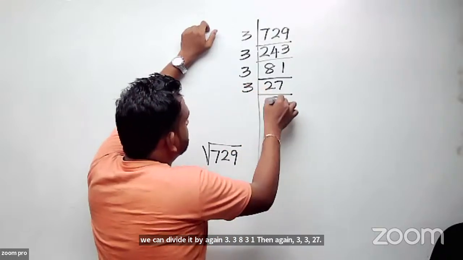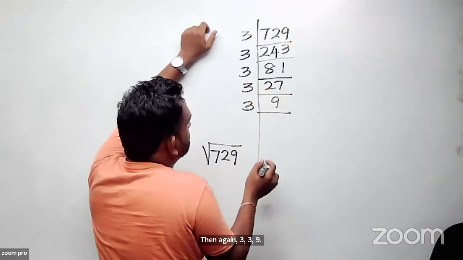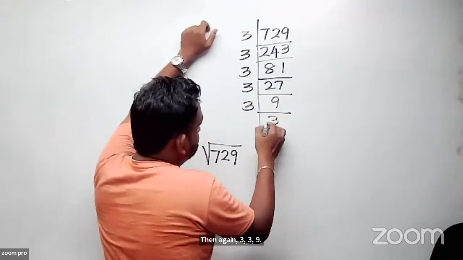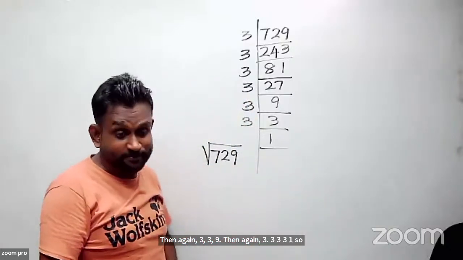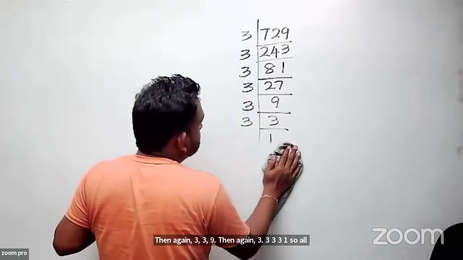Then again 3, 3, 9. Then again 3, 3, 3, 3, 1. So all divisible by 3, right? So that divisibility is okay.